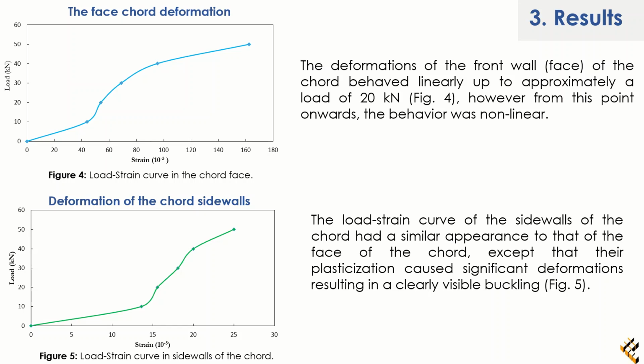We find here in Figure 4 the load strain curves in the cord face. The deformation of the front wall of the cord behaves linearly up to an experimental load of 20 kN. While in Figure 5 we find the load strain curves of the side walls of the cord, which have a similar appearance to that of the face of the cord, except that their plasticization caused significant deformation resulting in clear visible buckling.